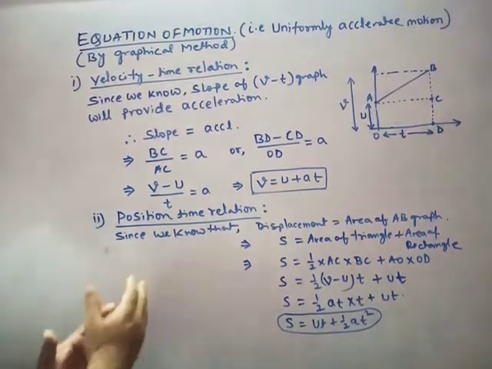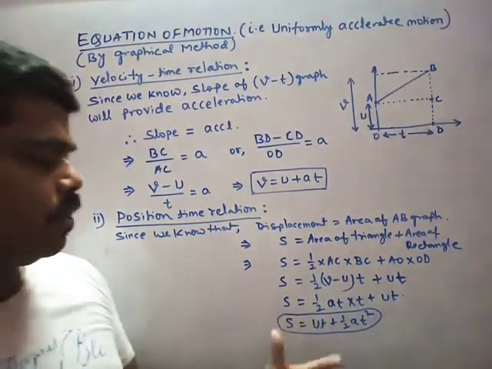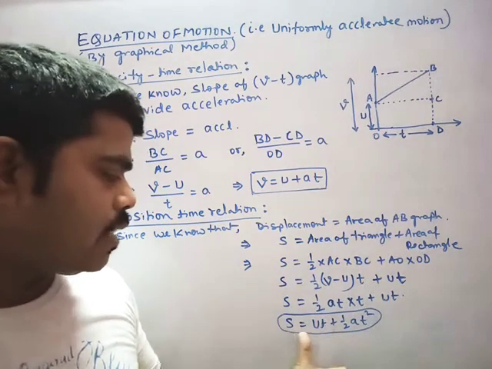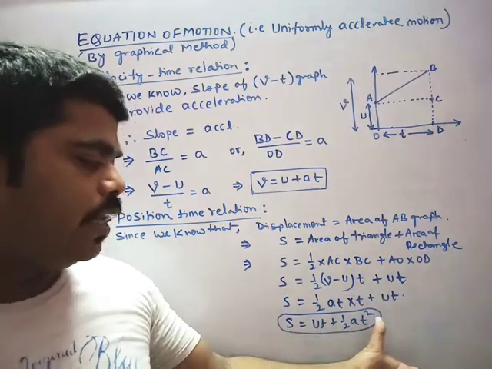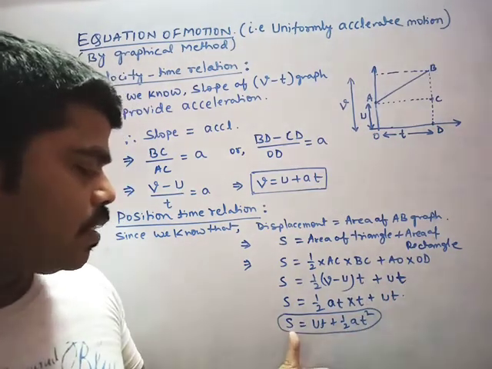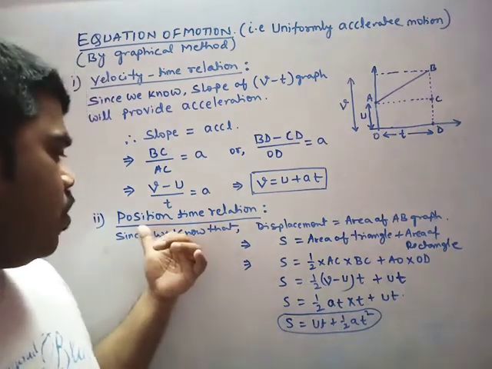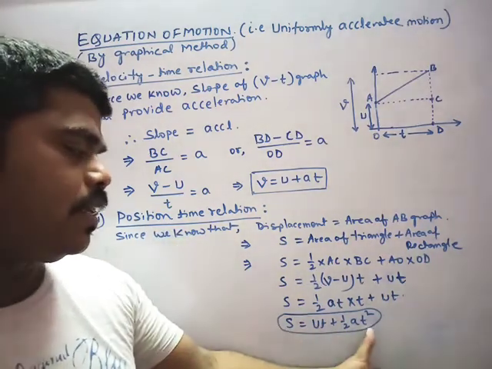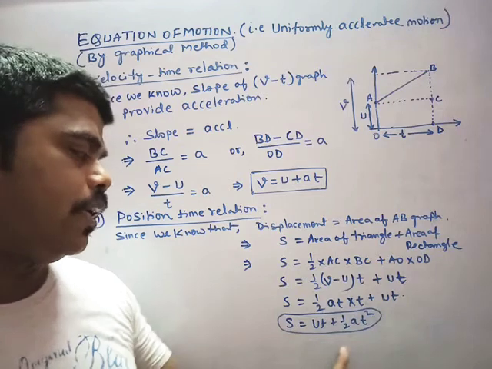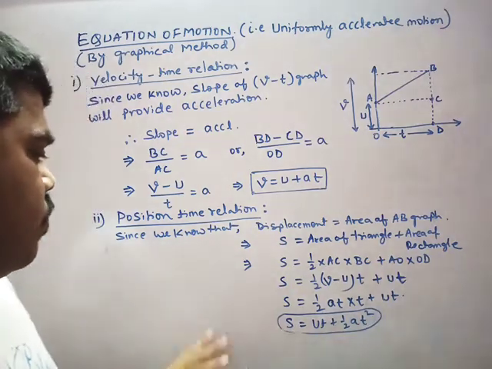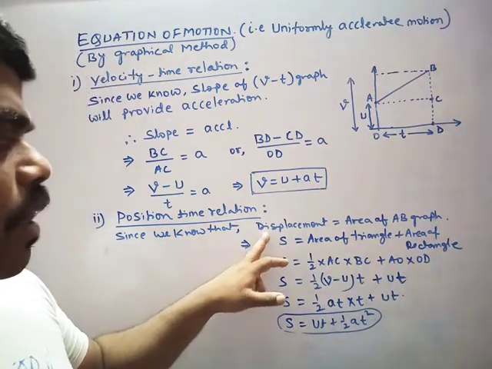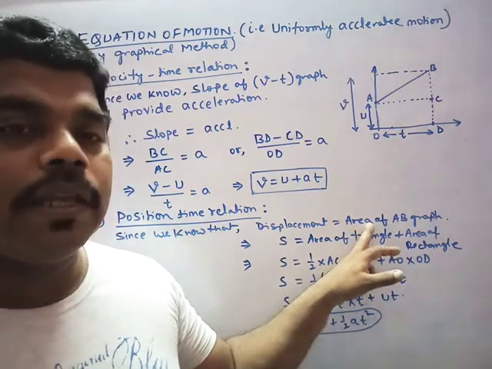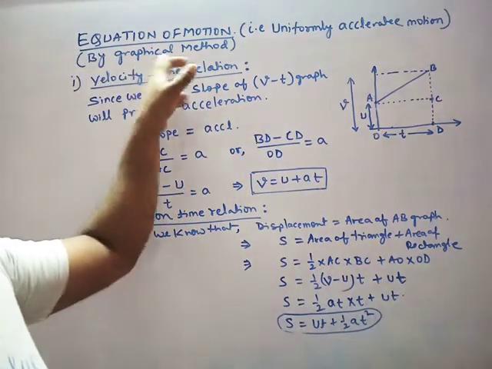Let me come to the second one, that is the position time relation. This is my equation, and you can see S is equal to ut plus half of at square. S is called displacement, or you can say position also, and there is a time. So displacement time relation. Is it clear? For that, how will you get the displacement? With the help of area, because you are solving by the graphical method.